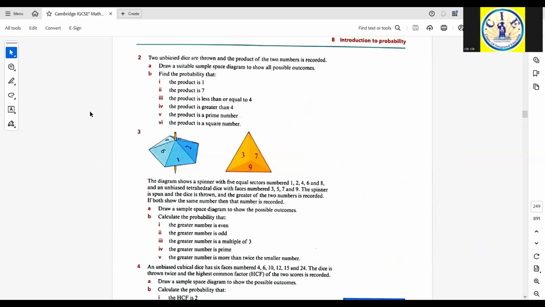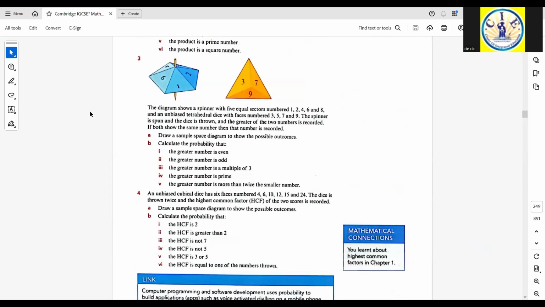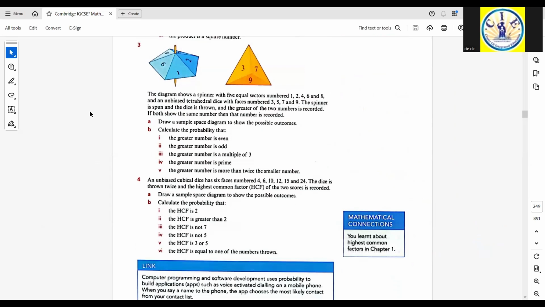Okay, now it's question number 3. The diagram shows a spinner with 5 equal sectors numbered 1, 2, 4, 6, and 8. This one. And an unbiased tetrahedral dice with faces numbered 3, 5, 7, and 9. Its back face would be having a number 5.